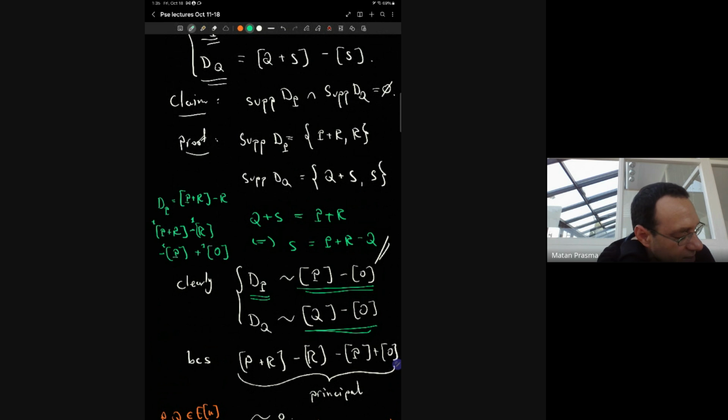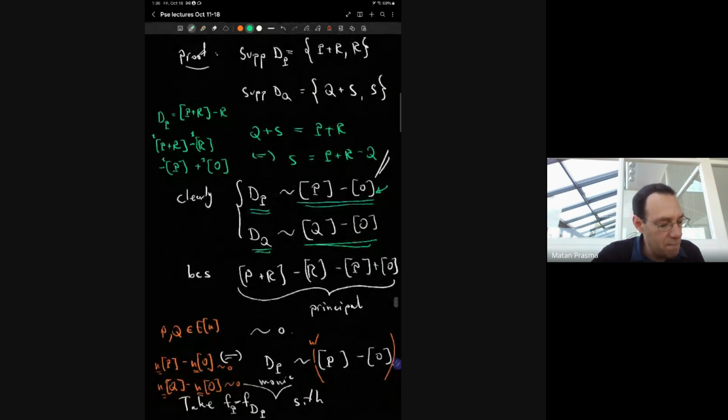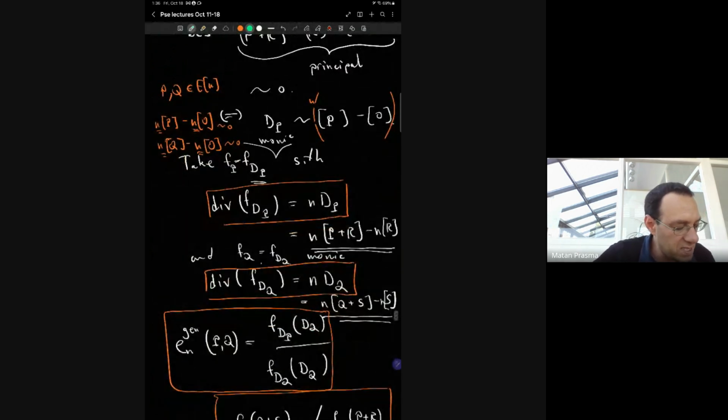If I remove the square brackets and I sum all the points, I get P plus R minus R minus P plus O is O. So this divisor, the difference between DP and this guy here, is a principal divisor. So by definition, it means that DP is equivalent to P minus O. This is what it means for two divisors to be equivalent, is that their difference is a principal divisor. And you can check similarly that DQ is equivalent to Q minus O. So now I'm all set.